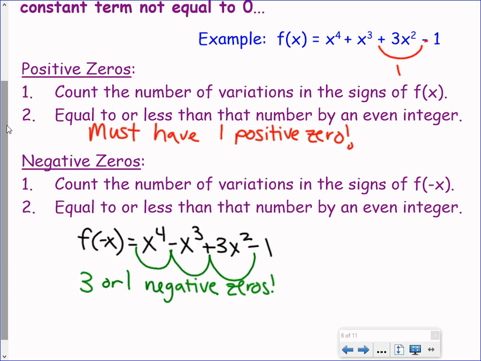The multiplicity would just be, like, if you had a positive solution of 1 that had multiplicity 2, that would count as 2 positive zeros. But you wouldn't be thinking about multiplicity right here. You don't need to consider it. Multiplicity is more for graphing. Okay. Let's do an example finally.